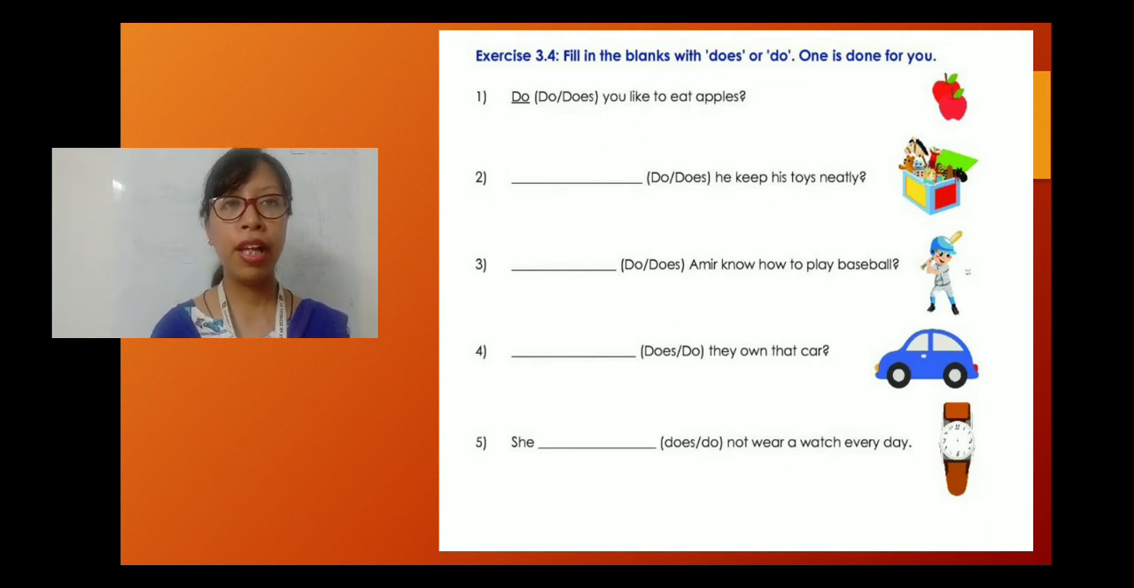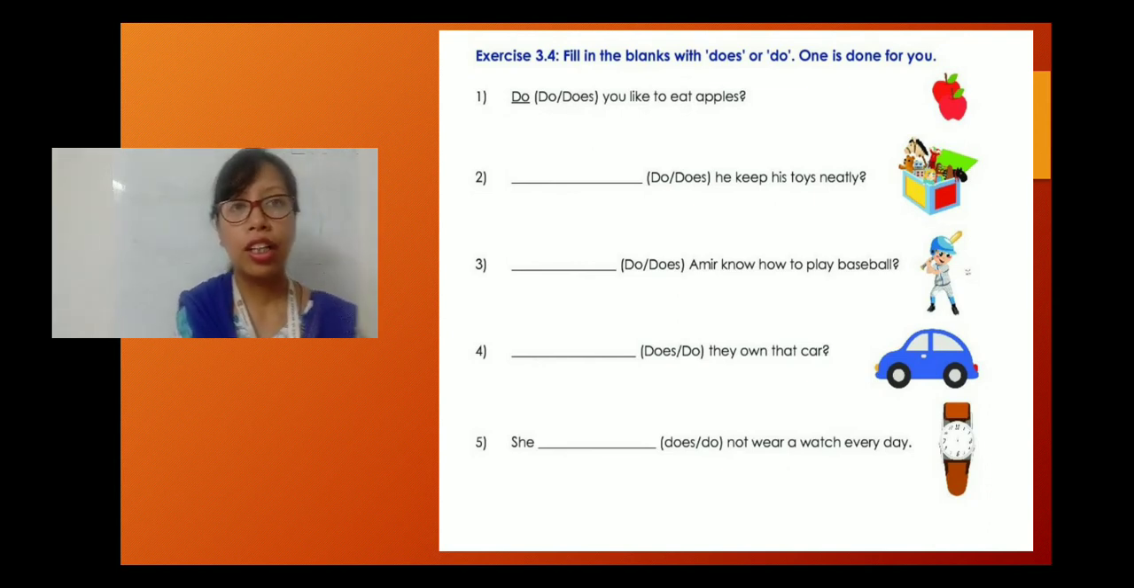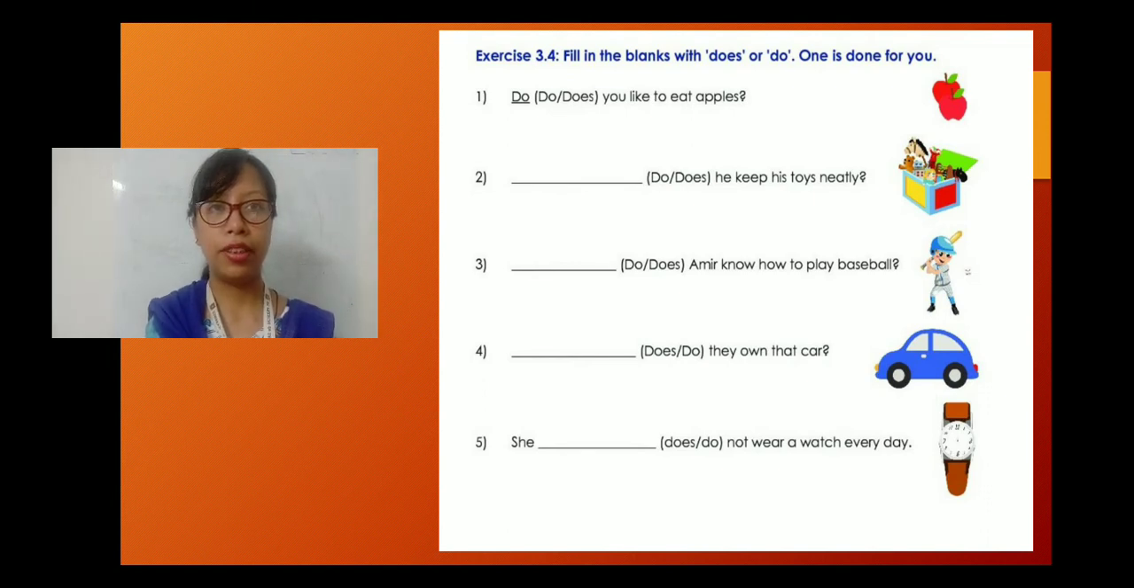Exercise 3.4. Fill in the blanks with does or do. One is done for you. Here you have to look into whether the sentence is singular or plural. The first one is already done for you: dash, you like to eat apples. So you is there, right? Though it is singular, we use it with the plural form, that is do. Therefore it will be do: do you like to eat apples?